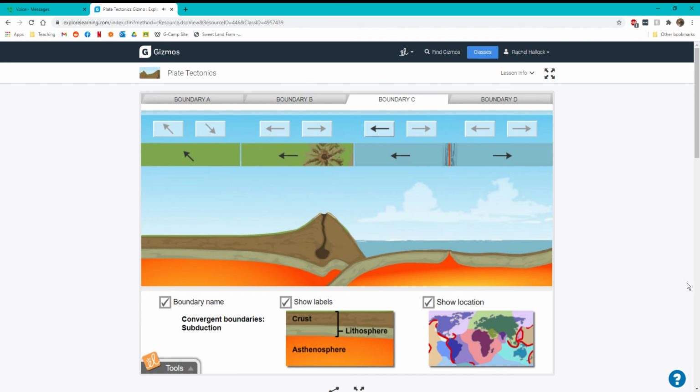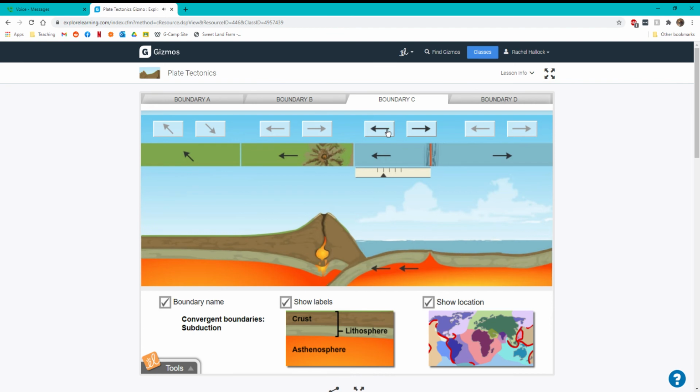All right, here's boundary C. We're going to be looking in this region now. And this is a convergent boundary with subduction. So the plate's still moving to the left, but now it's not crashing. It's not a continent crashing into another continent. It's an ocean plate subducting, or going underneath a continental plate.